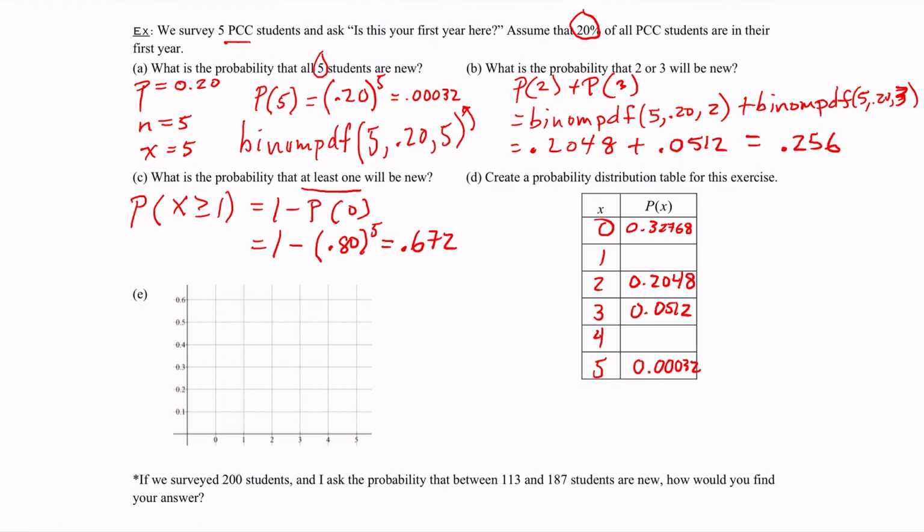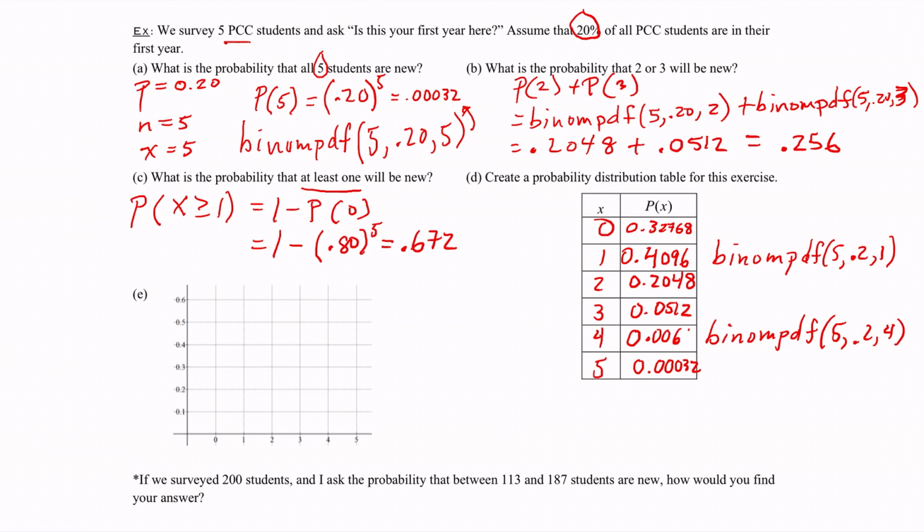And then we just have to work out a couple of these separately. For instance, here we could do the binom PDF of 5, 0.20 and 1 to get that one. And then here we could do binom PDF of 5, 0.20 and 4. So let's see, here that would give me 0.4096, and here that would give me 0.0064.